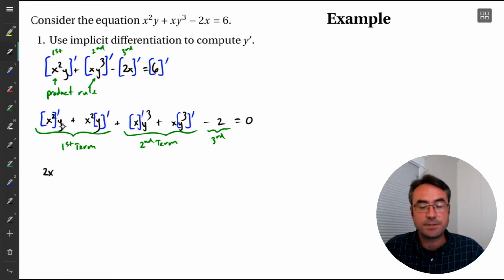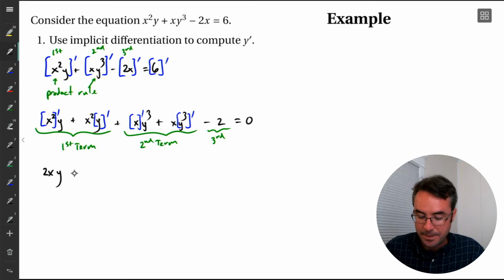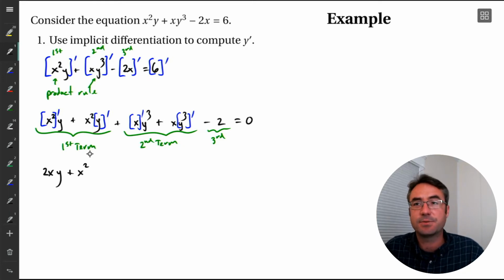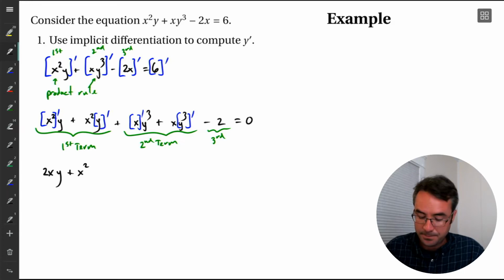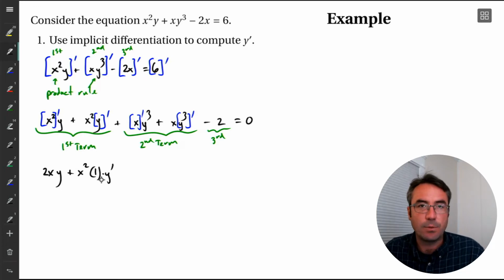Then we have a y outside the bracket, so it just stays y. Then we have plus x squared, which is also outside the bracket, so that just stays x squared. And then we differentiate y. So what's the derivative of y? Well, that's 1 if we differentiate it like usual, but then we multiply by y prime. Or you could just say y prime.